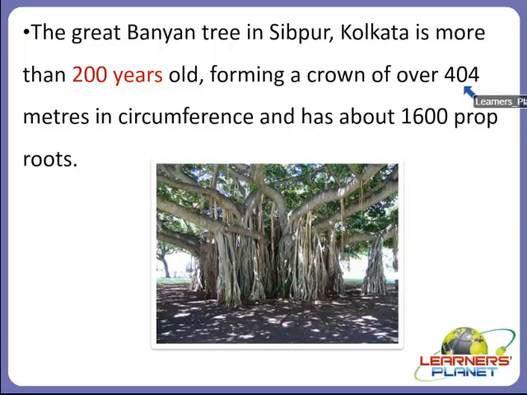Right? So these are some of the root modifications. There are other modifications too, so I would like to discuss them with you. Like, there are tap roots which become fleshy for the storage of food. So there are taproot modifications for the storage of food.